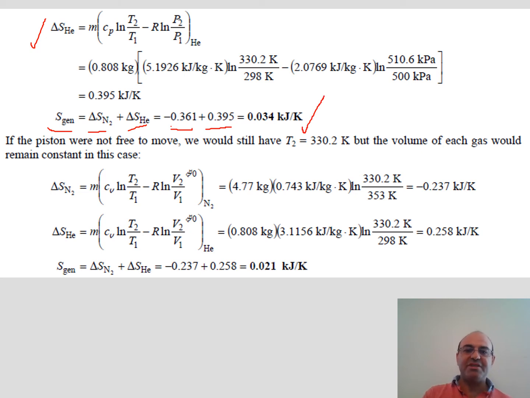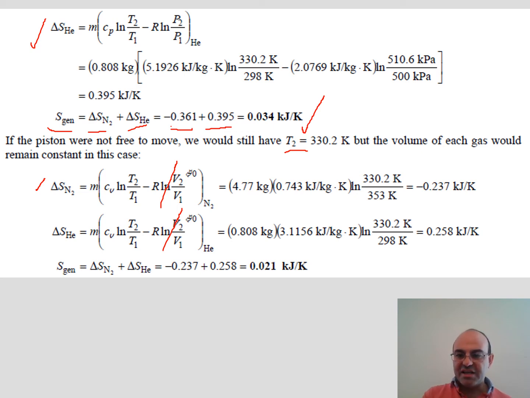Now the question is that if the piston were not free to move, then what would be the answer? The answer would be that still the temperature would be the same, T2 would be the same, and in this case the volume of each gas would not change actually. So this case is actually easier to do. In this case, we go ahead with the entropy change based on the volume change. Instead of pressure change, we go with the volume change, and we see that, oh, these terms do not change. Nice. So entropy change of nitrogen system and helium system would be easily found.